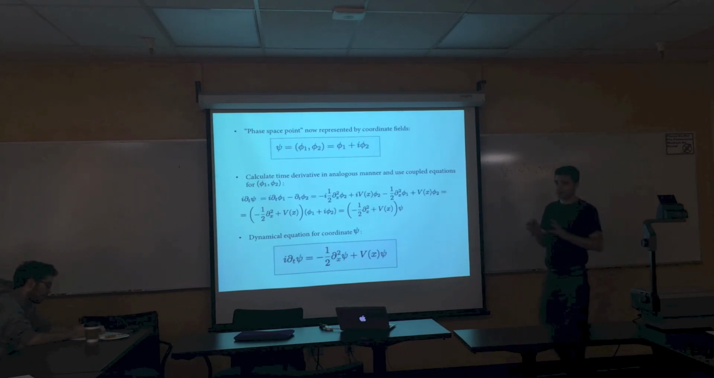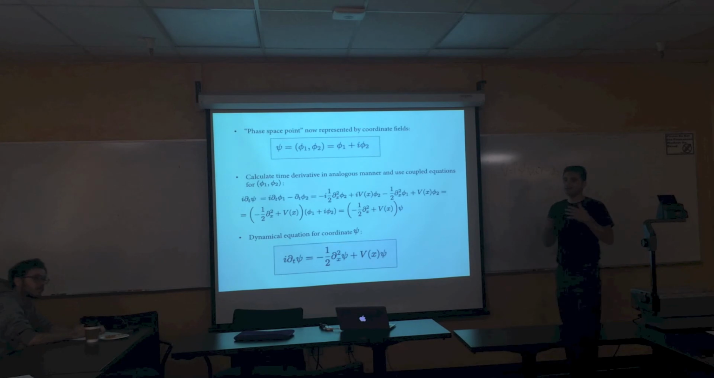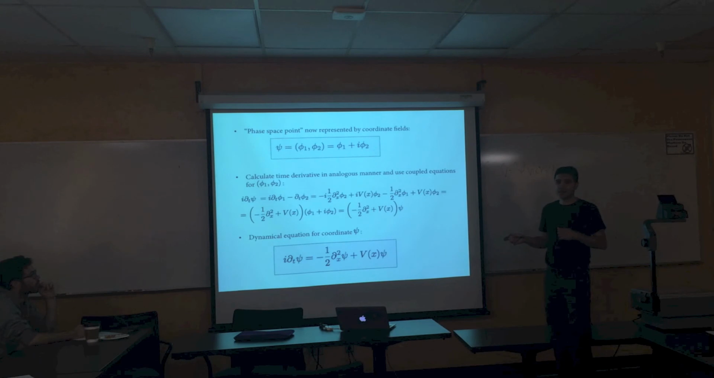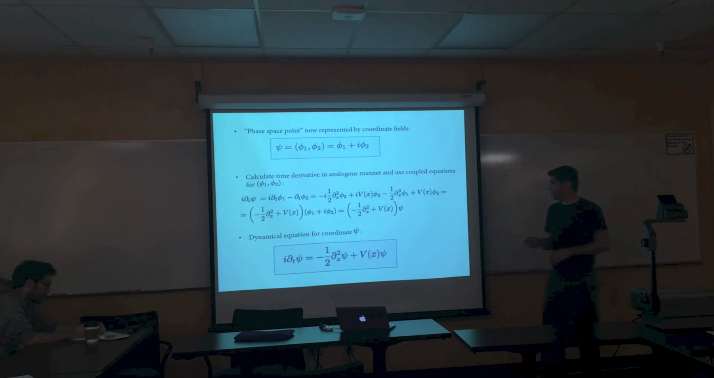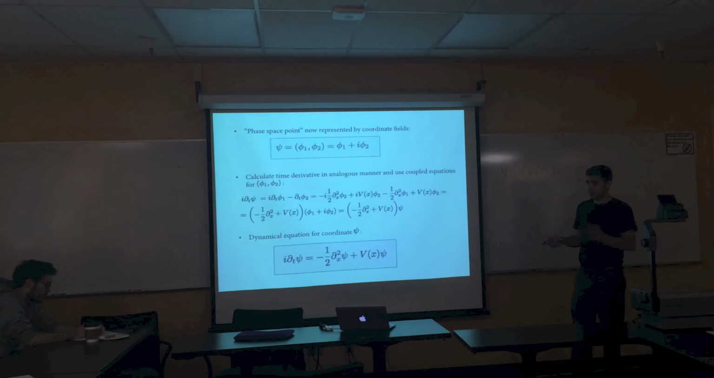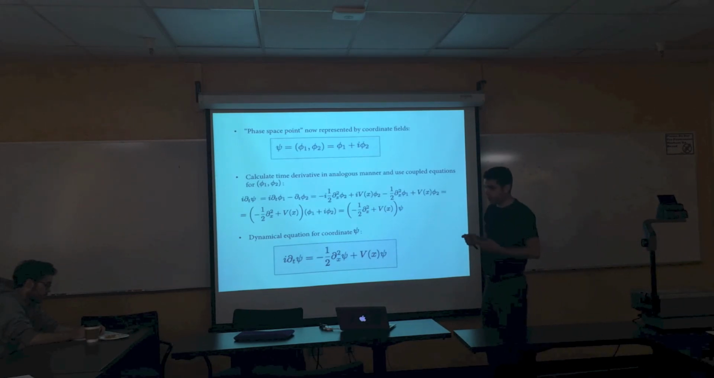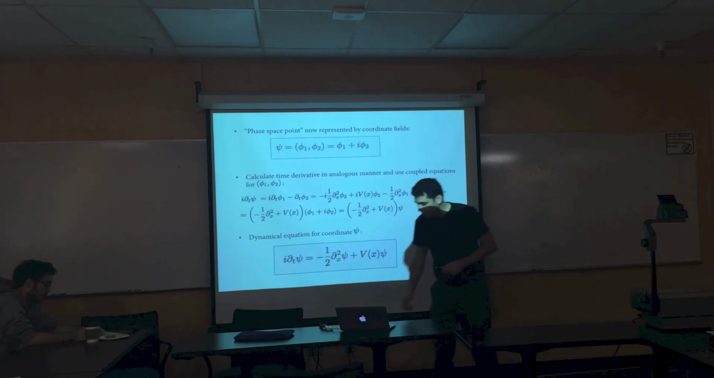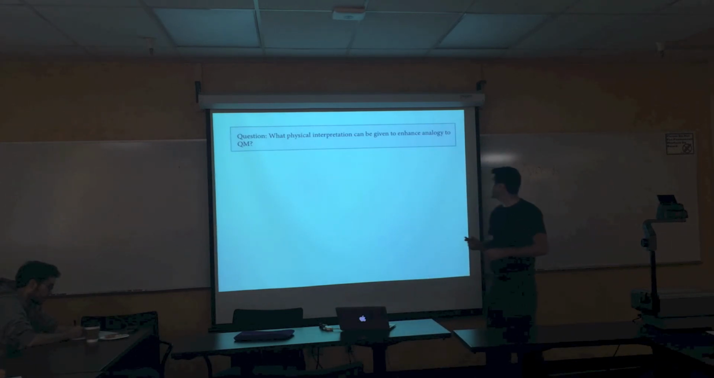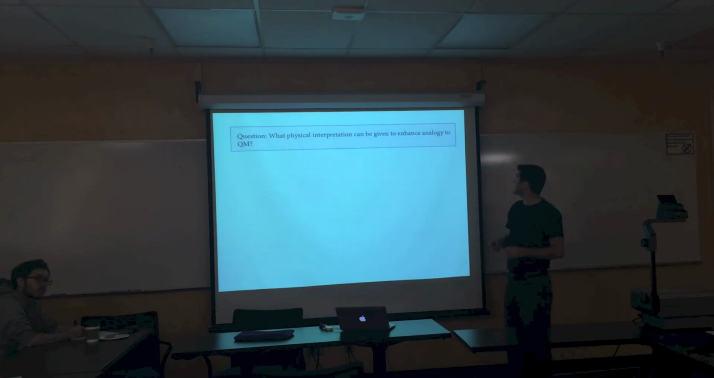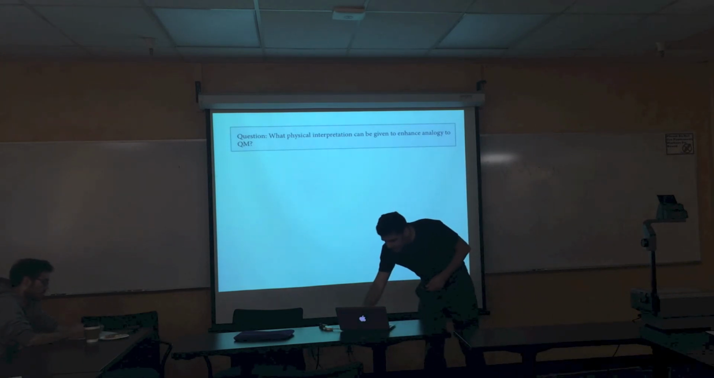I did not derive the Schrodinger equation. I did not predict the existence of quantum mechanics, nor did I ever associate psi with any kind of quantum mechanical variable so far. Not a density, not a probability amplitude, or anything like this. But at least as far as mathematical formalism is concerned, it does reproduce. Now, can we do a little bit more and actually associate any physical meaning to this? What physical interpretation can be given to enhance this analogy to quantum mechanics?